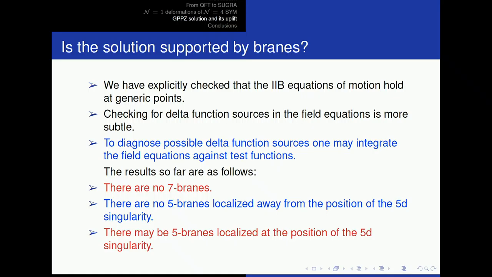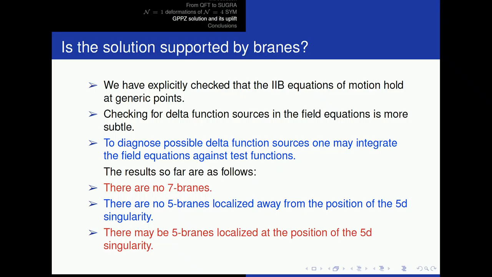Okay, so what is next? Now we have the 10-dimensional solution. We explicitly checked that the type IIB equations hold at generic points, but there can be delta function sources. A solution may be supported by branes, and checking for those is clearly much harder. To diagnose possible delta function sources, one may integrate the field equations against test functions over all space. If there are no delta function sources, that should give zero. If there are delta function sources, one should get something which is non-zero. Okay, so we're currently doing this.